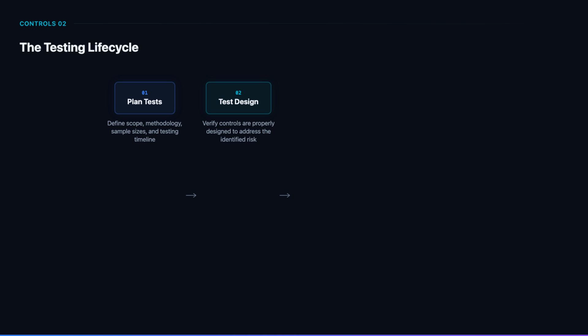Test design effectiveness first. Verify that each control is properly designed to address the identified risk. Review control documentation, interview process owners, and perform walkthroughs to confirm the control would prevent or detect misstatements if operating as designed.